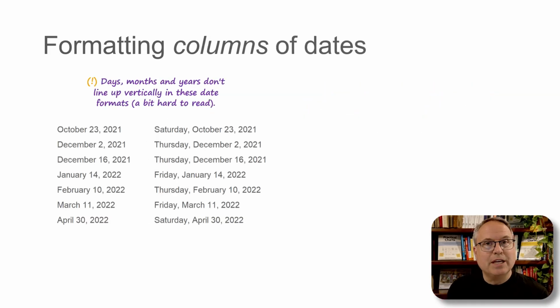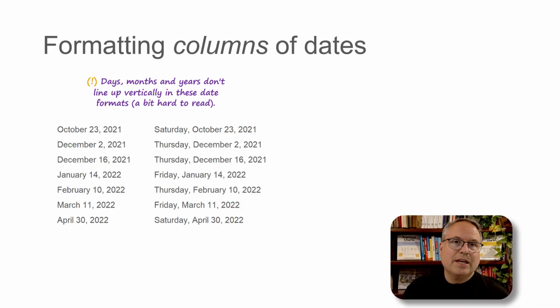Let's say we have a column of dates though. In principle, these formats are good because I know exactly when these dates actually occurred. However, they're a little chunky to read, because the day of the month is jumping around and the year is also jumping around, especially in this case where I have the day of the week as well.